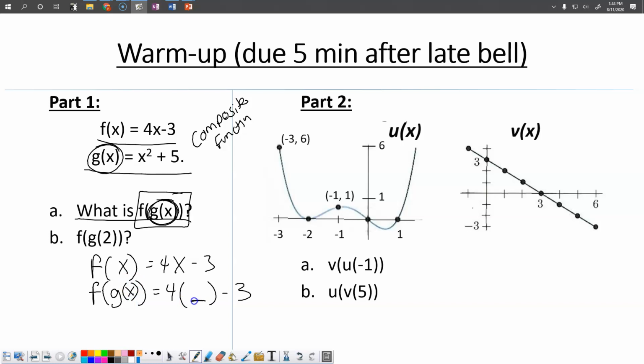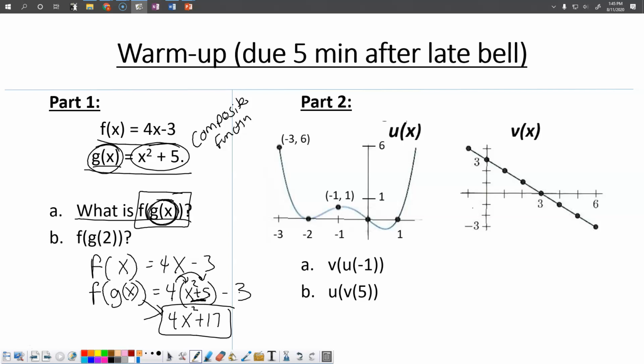So I'm going to plug g of x in here. Now we could put g of x over here also, but let's put what g of x actually equals. G of x actually equals this, right? So I'm going to put x squared plus 5 in there. And you could stop there. That's technically right at that point, but we can also simplify it a little bit, so why not? That's going to be 4x squared. 4 times 5 is 20. Take away 3 is 17. So that would be your final, most simplified answer there. And like I said, this is what we call a composite function.